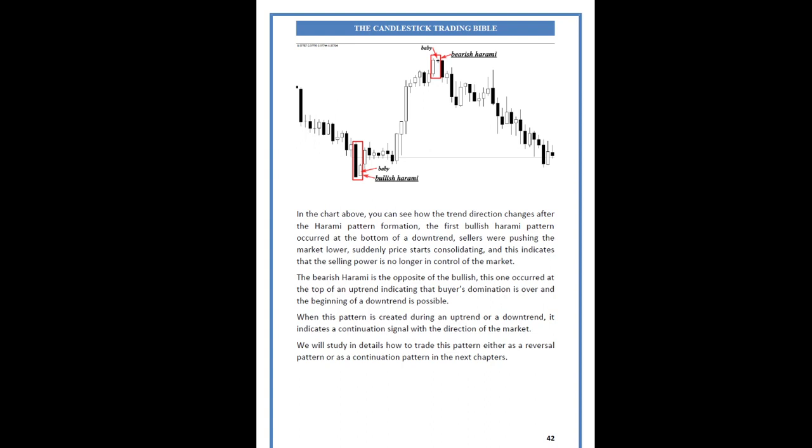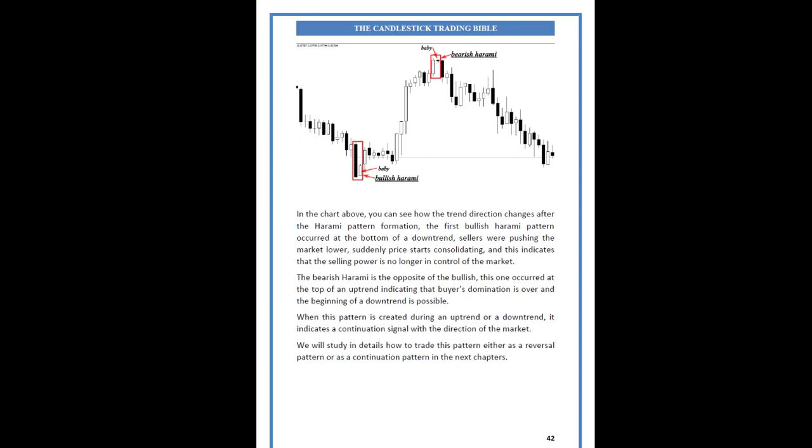As it says in the chart above, you can see how the trend direction changes after the Harami pattern formation. The first bullish Harami pattern occurred at the bottom of a downtrend. Sellers were pushing the market lower. Suddenly price starts consolidating, and this indicates that the selling power is no longer in control of the market.